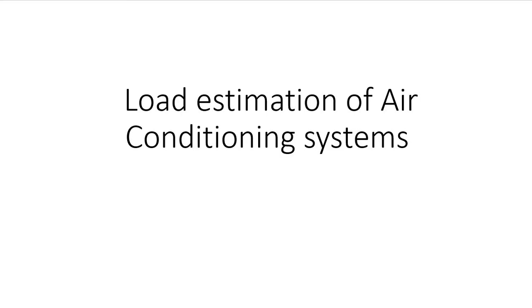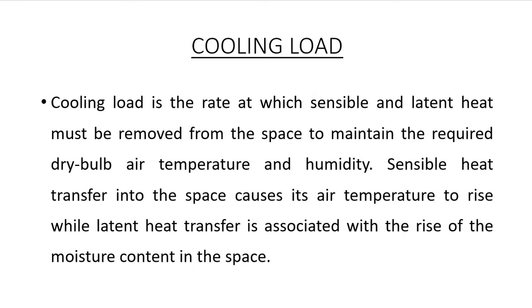Sometimes in domestic applications we may use a ton AC of 1 ton capacity, 1.5 ton capacity, 2 ton capacity. This capacity is the cooling capacity of the air conditioning system. Capacity means how much heat it can remove. The rate at which heat is removed from the system is represented by the capacity. So here we are defining a term known as cooling load.